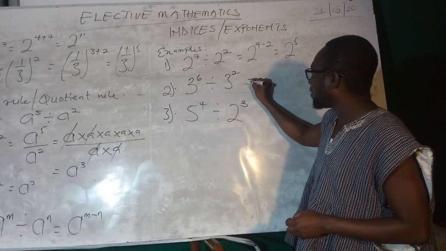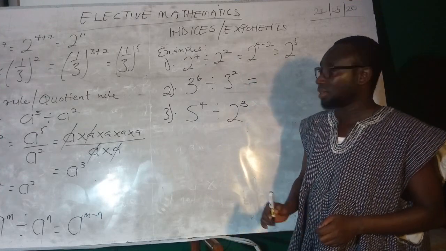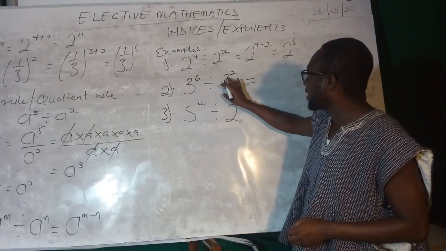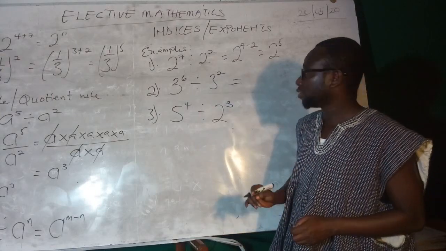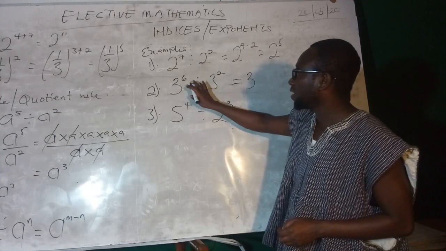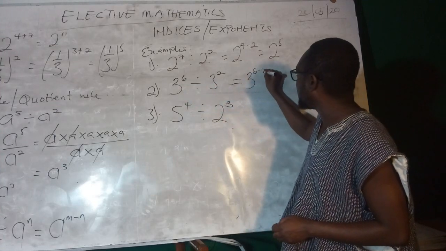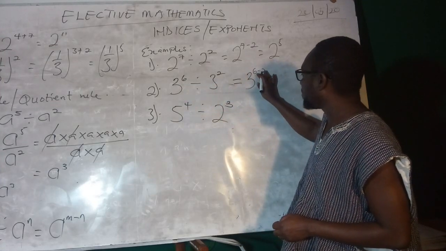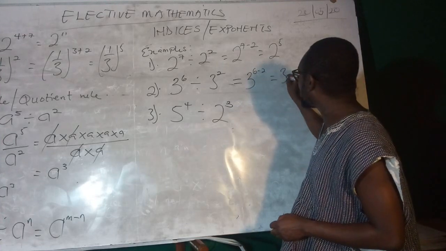Now let's look at the second one. 3 raised to the power of 6 dividing 3 raised to the power of 2. So we write a common base of 3. It is being divided, so we subtract the exponents. So 3 raised to the power of 6 minus 2 will give us 3 raised to the power of 4.